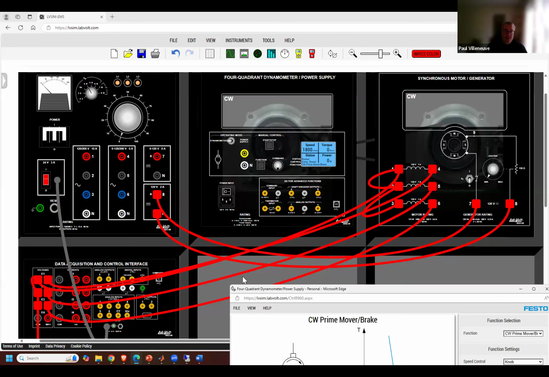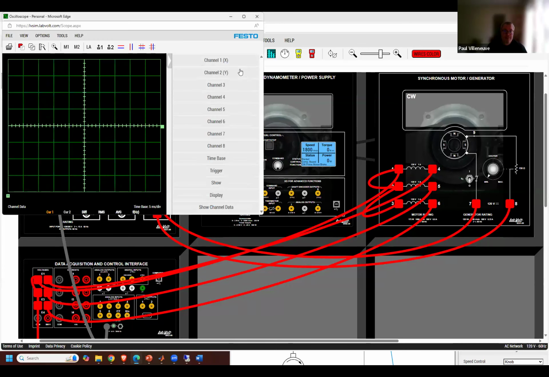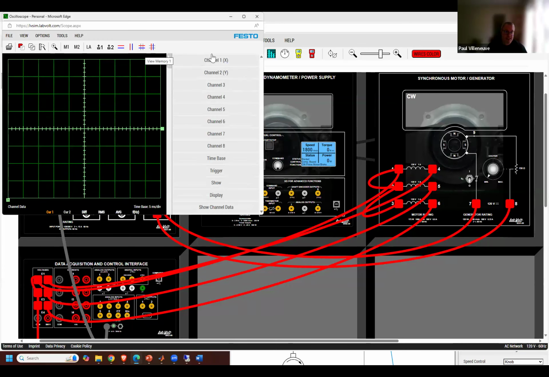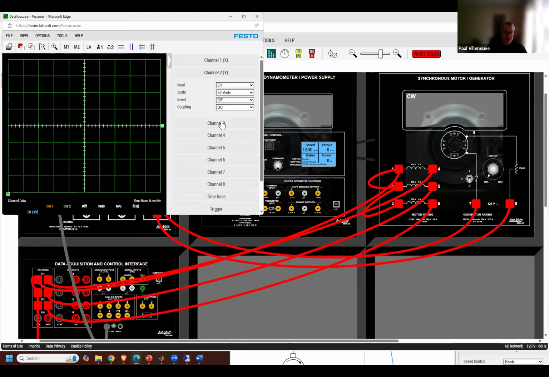So now let's go back to our metering window for our oscilloscope, and let's actually turn on our channels. And I don't want channel 1 to be anything, right? Because I want them all to be Y channels. This is going to be E1. And this is going to be E2.